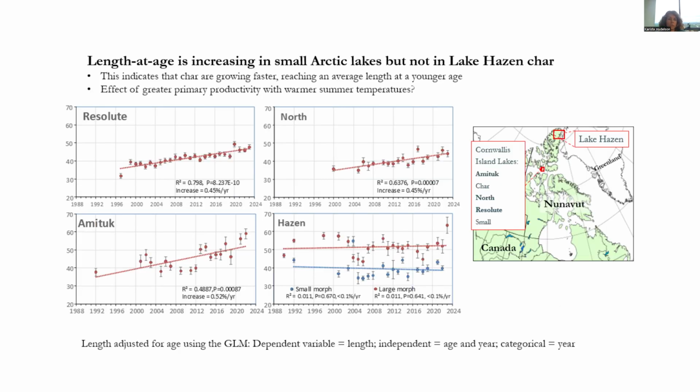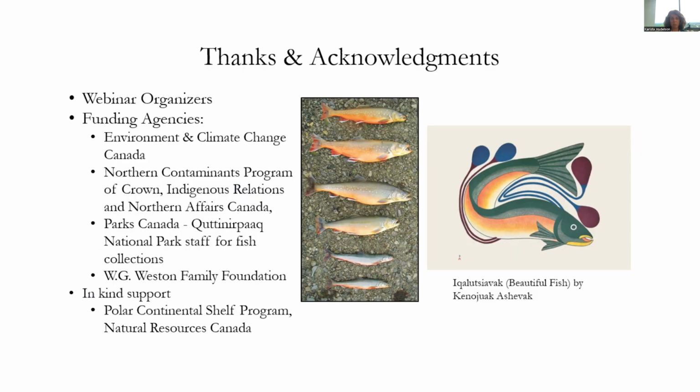And I just wanted to let you also know that we see length at age increasing in several small Arctic lakes that are also under the umbrella of the Char Monitoring Project, but not in the Lake Hazen char. So char are growing faster, and this could be an effect of enhanced growing season. So warmer summer temperatures leading to increases in primary productivity and warmer temperatures. And that is in some of the other sites in the high Arctic under the umbrella of the Char Monitoring Project.